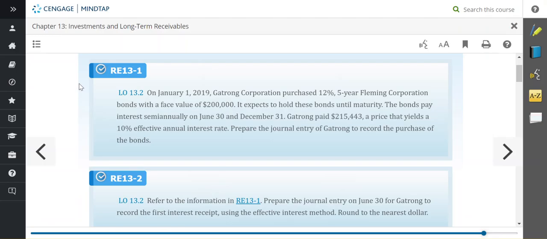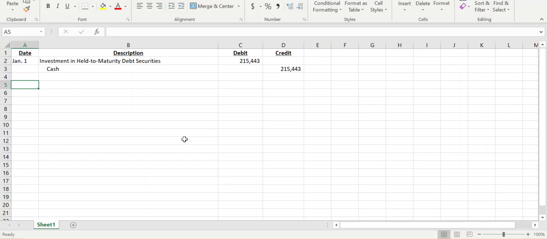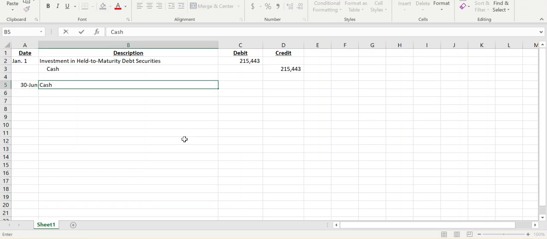In review exercise 13-2, it says, referring to the information above, prepare the journal entry on June 30th to record the first interest receipt using that effective interest rate method. So again, they told us that the price is really there to yield a 10% effective annual interest rate. So on June 30th, what we are going to get is cash. That is what we're getting. We're receiving that interest payment that they owe to us.